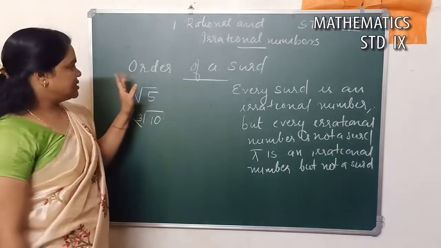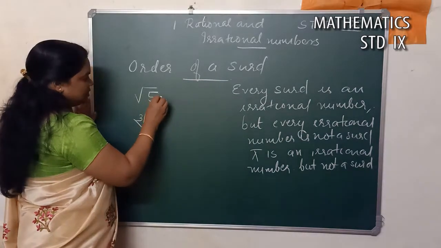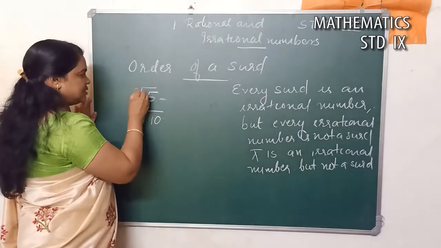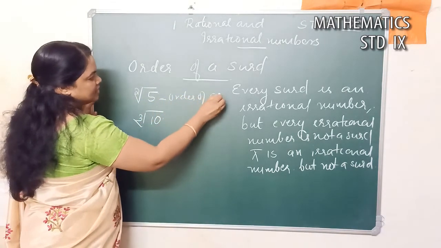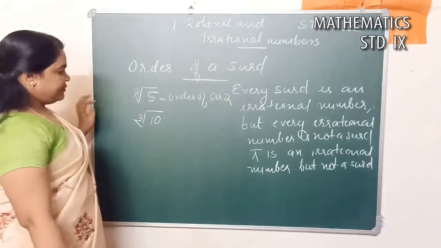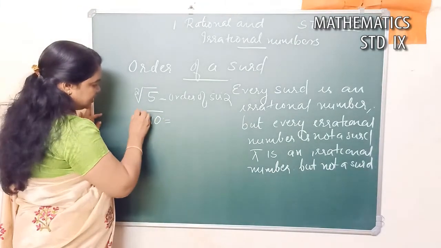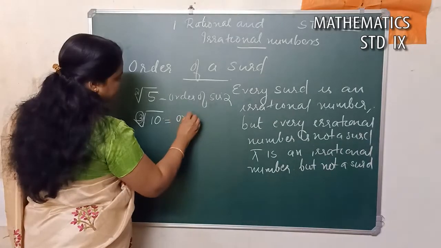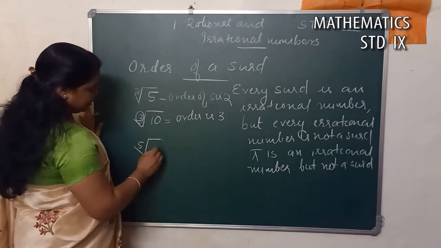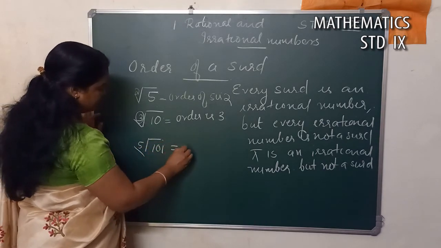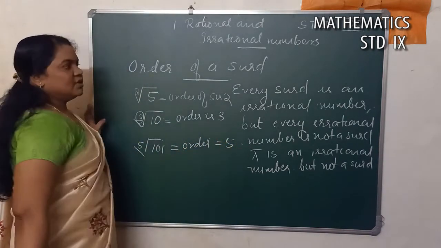Next is the order of a surd. What is the order of a surd? Take the square root of 5; the order of this is 2. The cube root of 10: here the order is 3. And the fifth root of 101: the order is 5. This is the order of a surd.